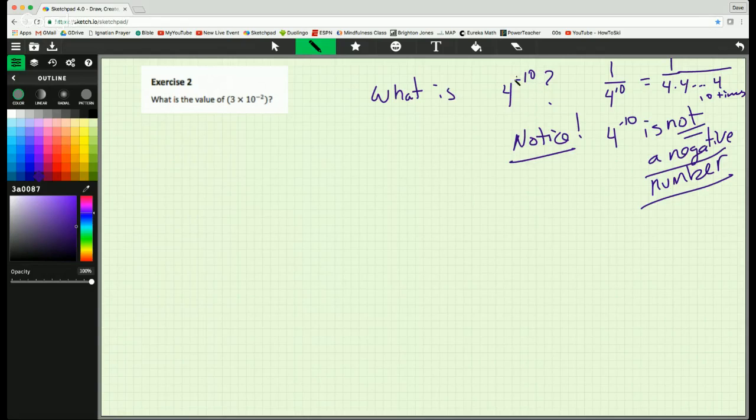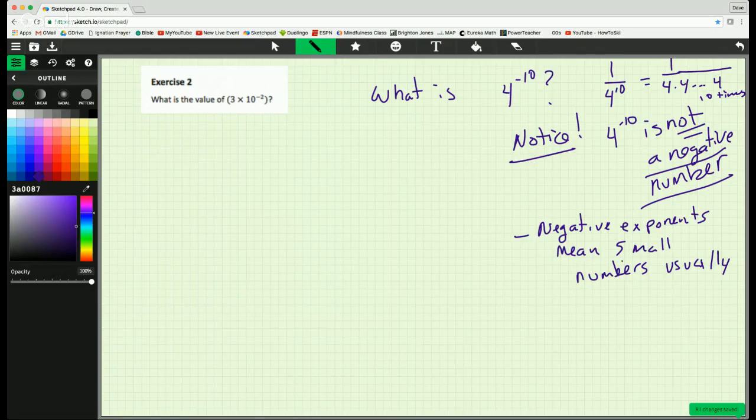So negative exponents mean small numbers, usually. They do not mean negative numbers. Okay.